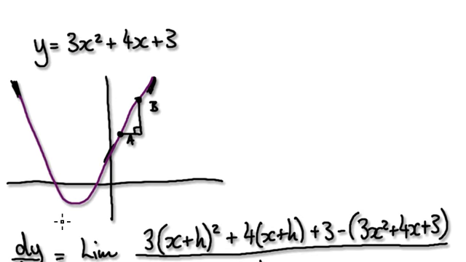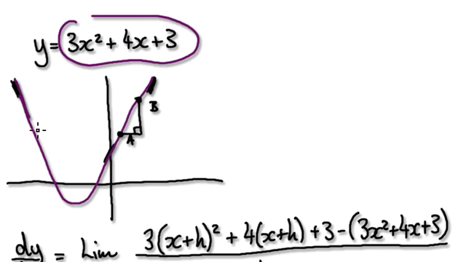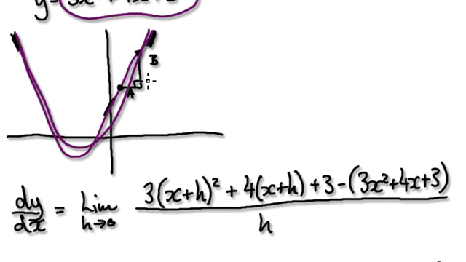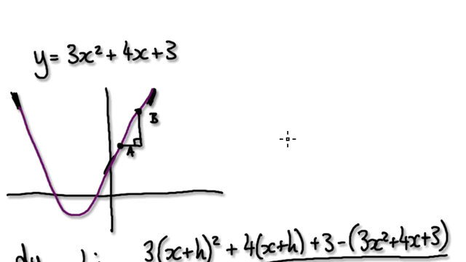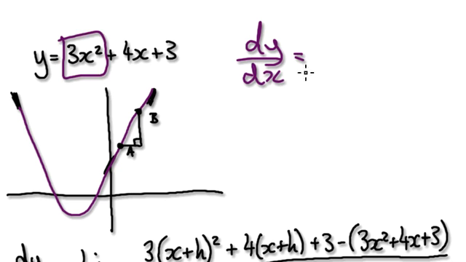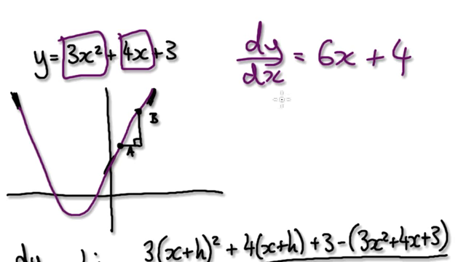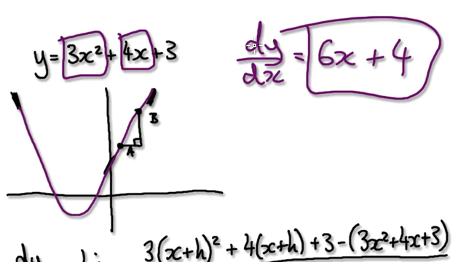So going back to our original question, if you want to work out the dy by dx of this thing, rather than doing all this, working all this out here, we could just do it in one go. So dy by dx equals this bit here will be 6x, and then this bit here will be 4. So dy by dx equals this. Okay.